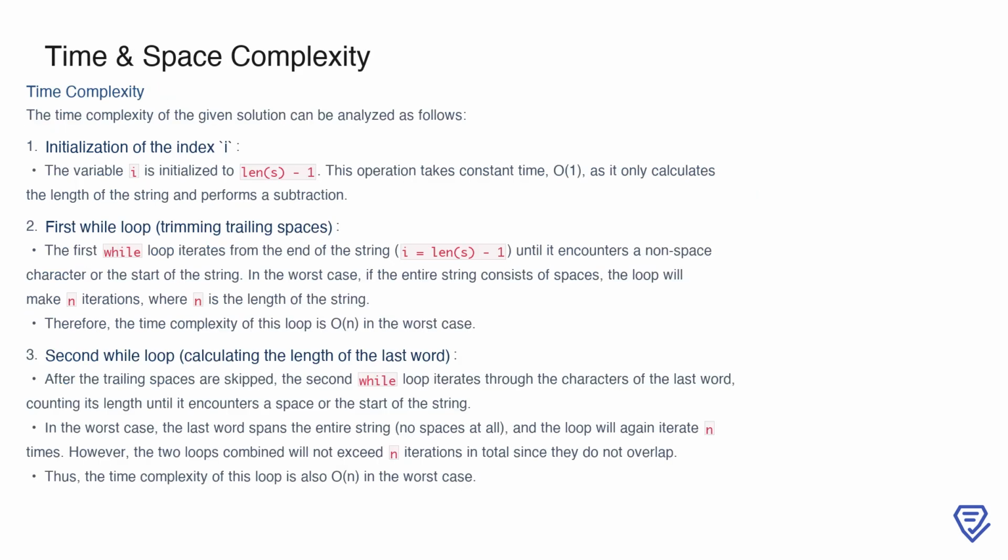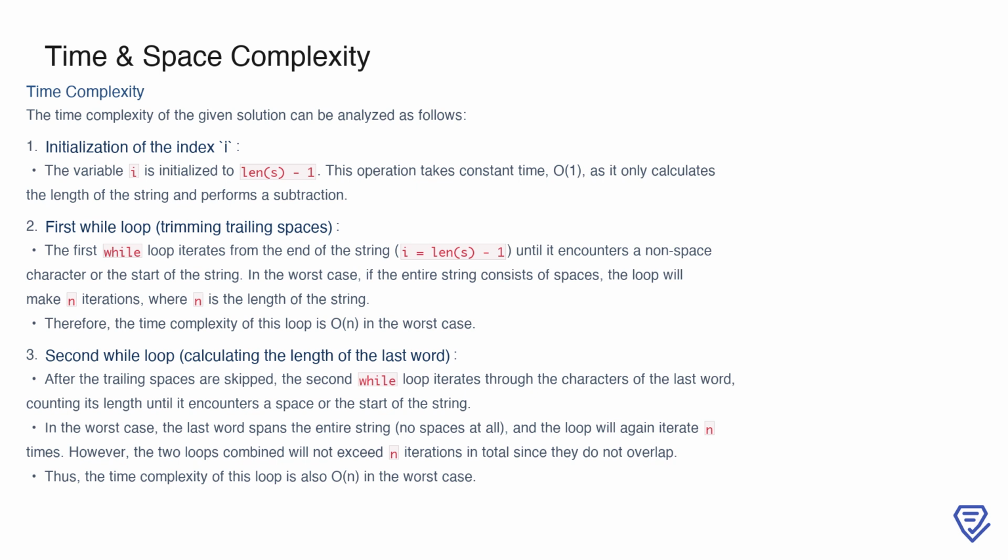To analyze the time complexity of our solution, we start by looking at the initialization of the index variable i. This operation, which calculates the length of the string and subtracts 1, is a simple arithmetic computation and takes constant time, or O(1). Next, we have the first while loop, which is responsible for trimming trailing spaces from the end of the string. In the worst-case scenario, where the entire string consists of spaces, this loop will iterate through all n characters of the string, resulting in a time complexity of O(n).